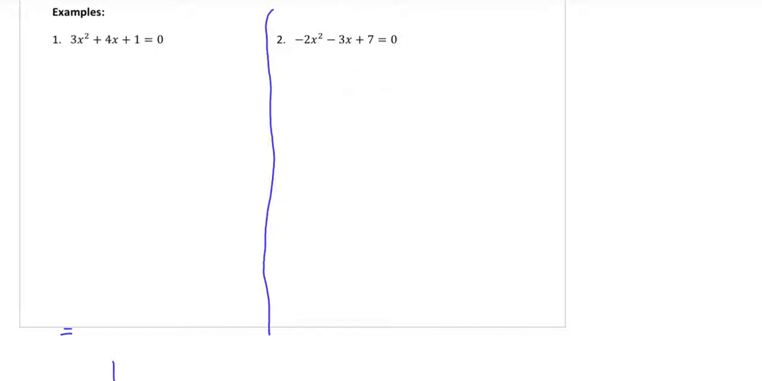Okay, first thing to check, is the problem set equal to 0? Check. Okay, the next thing, and I still do this to this day, so I would like to see it on a lot of your papers. A equals 3, B equals 4, C equals 1.